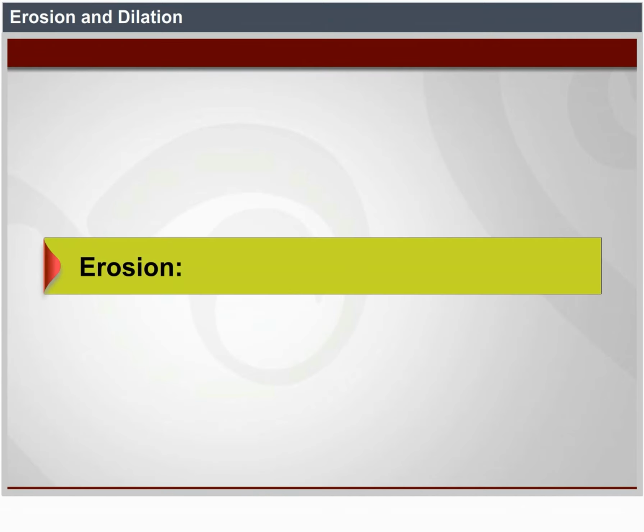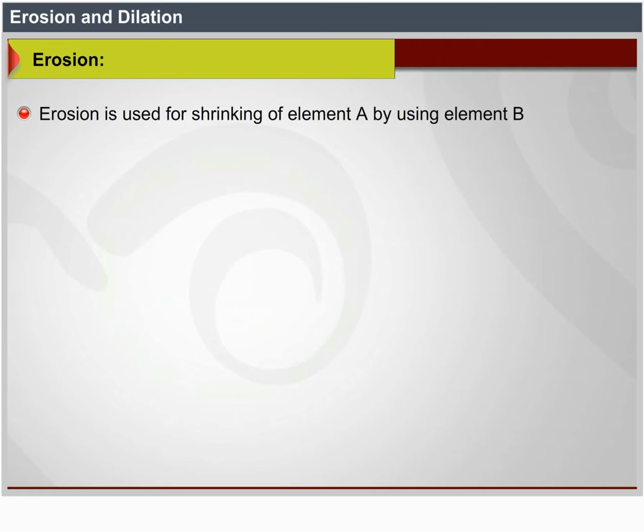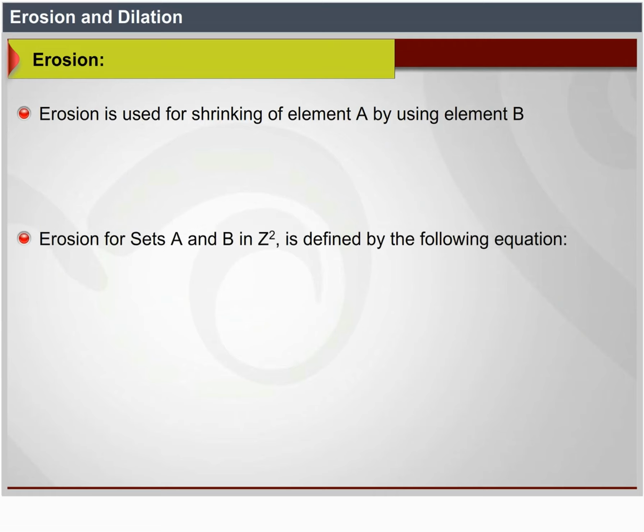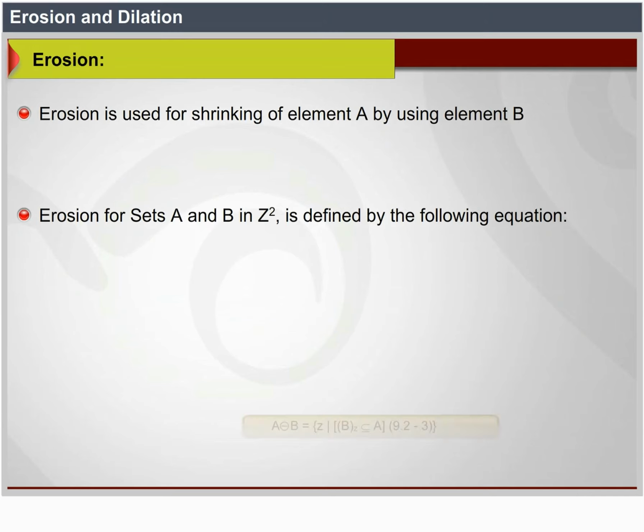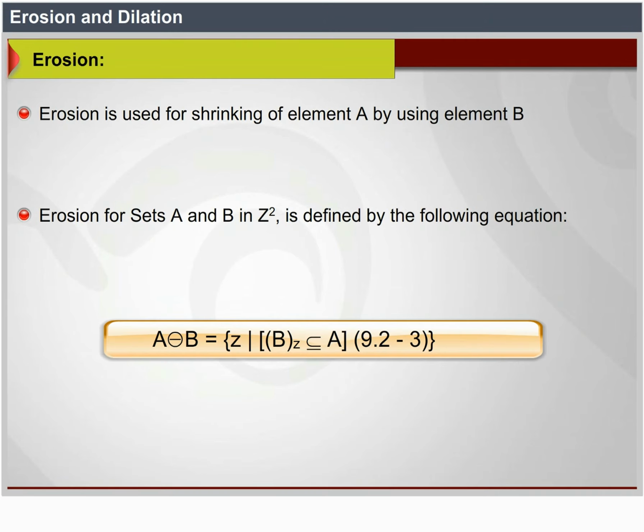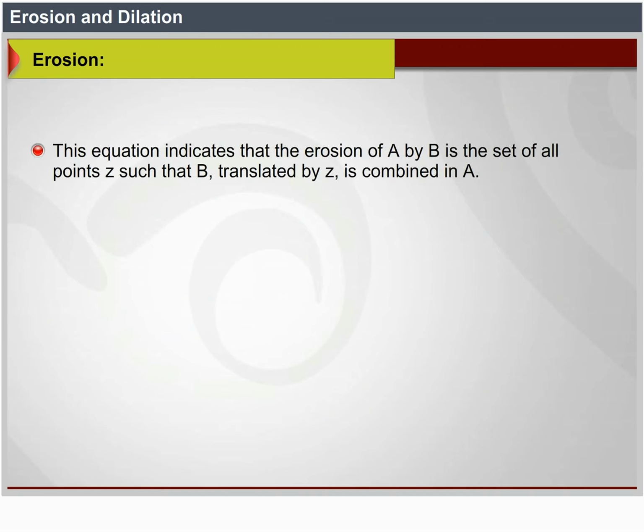Erosion. Erosion is used for shrinking of element A by using element B. Erosion for sets A and B in Z squared is defined by the equation now shown. This equation indicates that the erosion of A by B is a set of all points Z such that B, translated by Z, is contained in A.